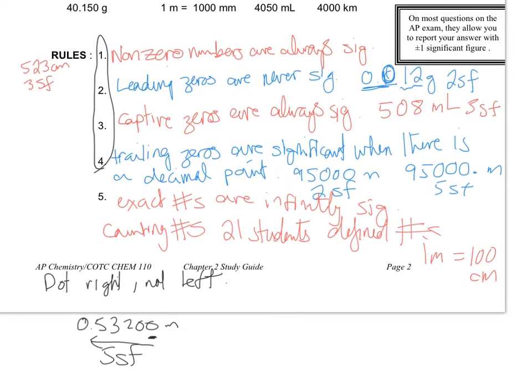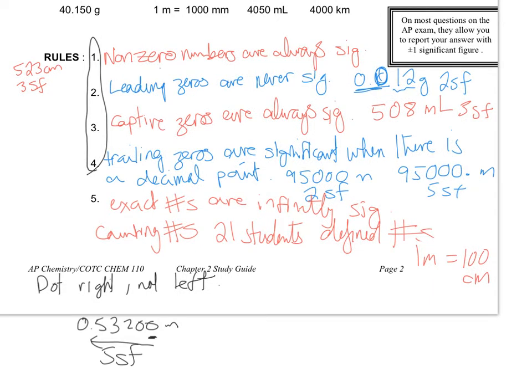If you don't have a dot, so you don't have a decimal point, then you do the same thing, but you start from the left. So if you have a dot, you start from the right. If not, then you start from the left.